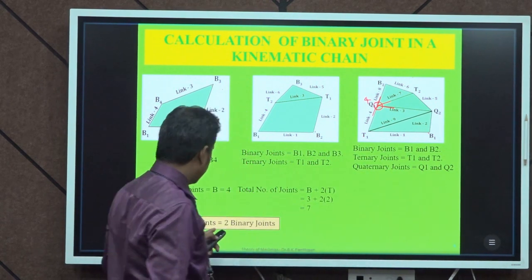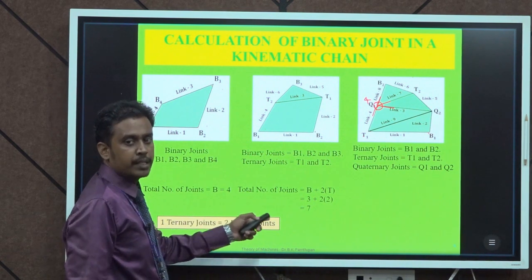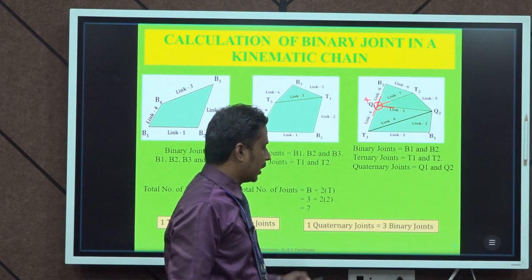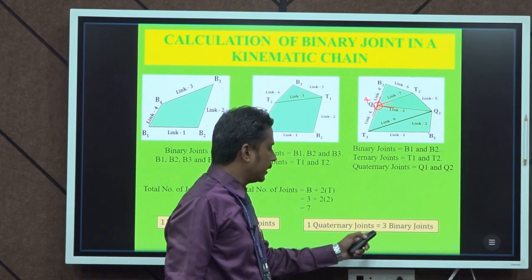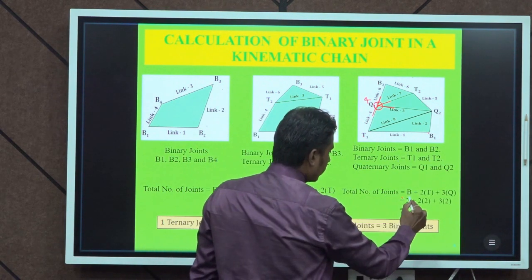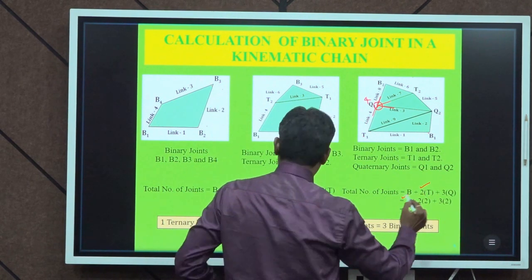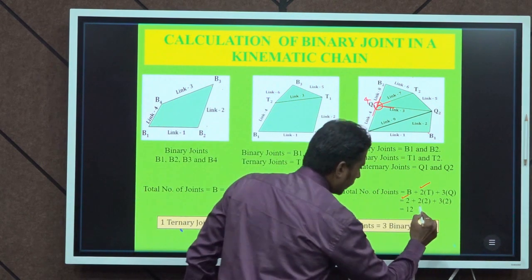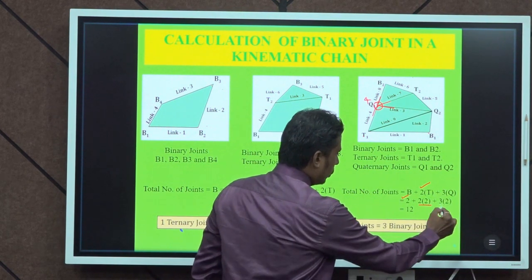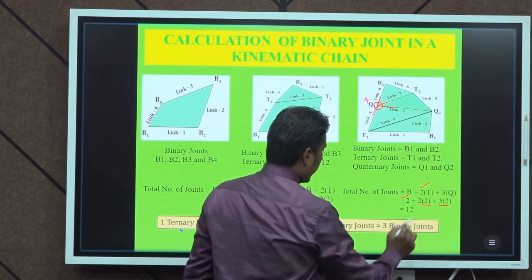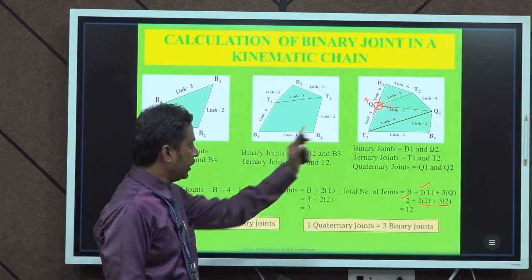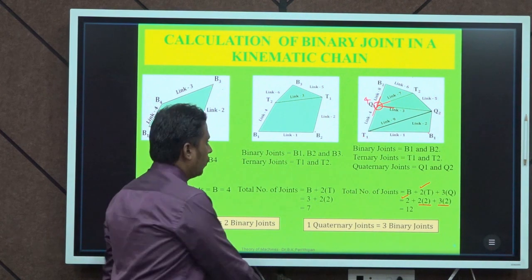As I said earlier, there is a conversion for ternary joint to binary joint. Similarly, there is also a conversion factor for quaternary joint, and the conversion factor is 1 quaternary joint is equal to 3 binary joints. Now, apply this formula. We are having 2 binary joints, we are having 2 ternary joints, and 1 ternary joint is equal to 2 binary joints. So, it becomes 2 into 2, and we are having 2 quaternary joints, so 3 into 2. By applying this formula, we are having a total of 12 binary joints. Binary joints are nothing but simply joints. So, in this arrangement we are having 12 binary joints.